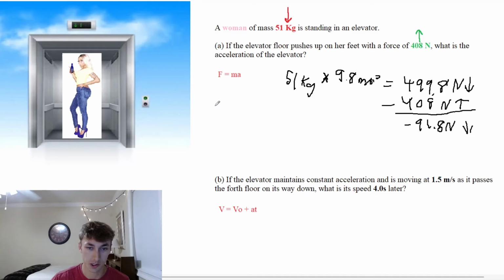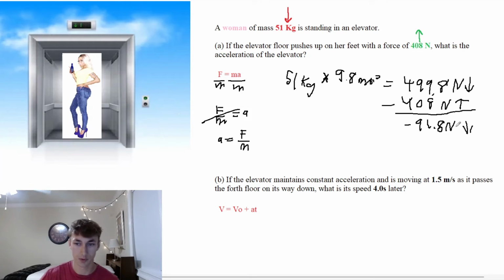We need to adjust this formula so that we can find out just A. I don't like how this formula is written, so we've got to separate that A from everything. We do that by dividing, so you get force over mass equals acceleration. I still don't like it, so I'm going to flip it so that the A goes first. So we have the formula, we have the numbers, let's make it happen.